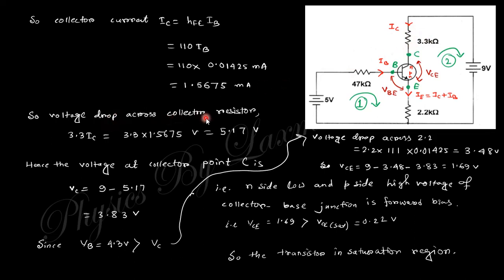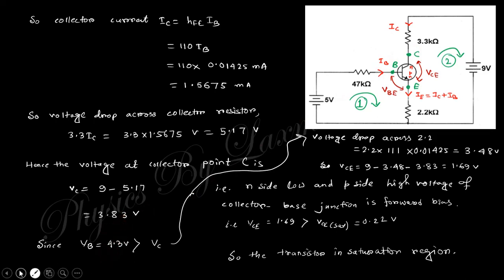So the voltage drop across the collector resistance is nothing but current into resistance, and you will get a 5.17 volt drop. So there is 9 volt, and the drop is 5.17. You will get the value of voltage at point C, which is 3.83.